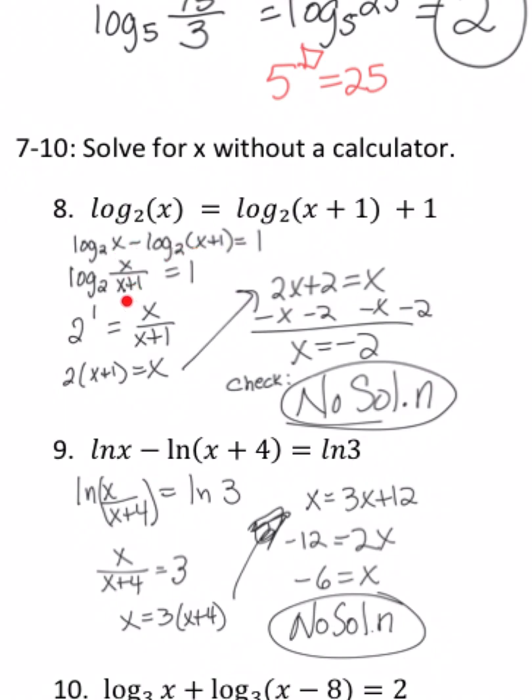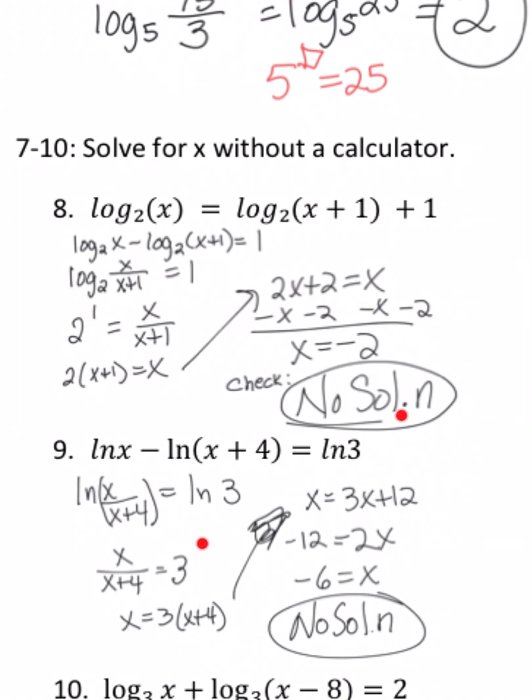Subtraction is division. Now I have this basic logarithmic equation. I'm going to rewrite it as an exponential. The base is 2, the log equals the exponent, and the 2 to the 1 is going to give me this thing right here. So this is a simple equation to solve. Multiply both sides by the denominator, distribute your 2, get your x's together, get them alone, and you get x equals negative 2. Now you always have to check logarithmic equations because you can't take the log of a negative number. So we're going to take that negative 2, plug it in right here, and see right off the bat that this is no solution.